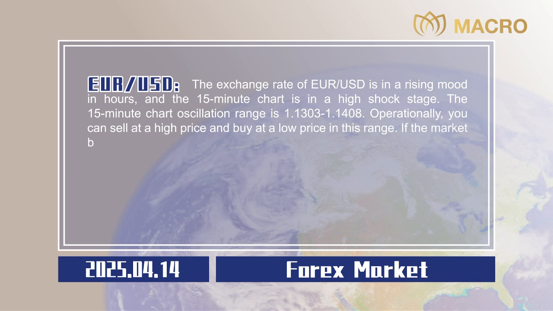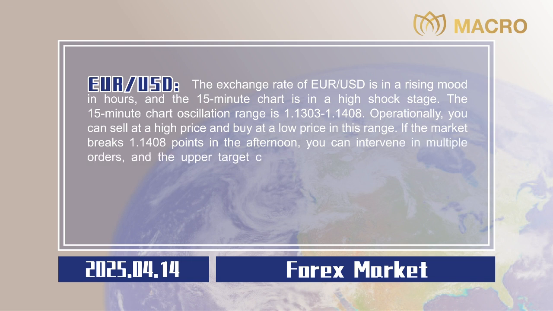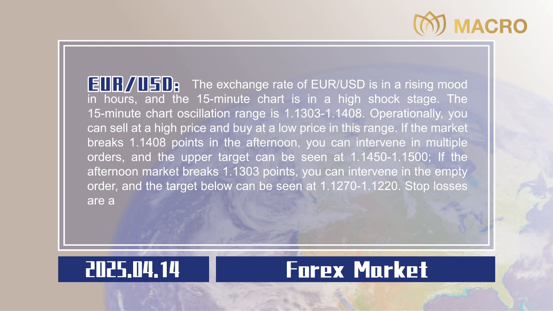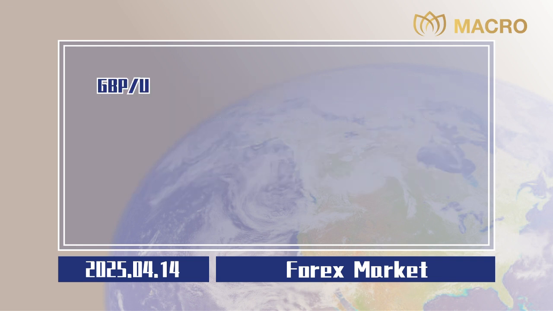If the market breaks 1.1408 points in the afternoon, you can intervene in long orders, and the upper target can be seen at 1.1450 to 1.1500. If the afternoon market breaks 1.1303 points, you can intervene in short orders, and the target below can be seen at 1.1270 to 1.1220. Stop losses are all 20 points, 0.0020.